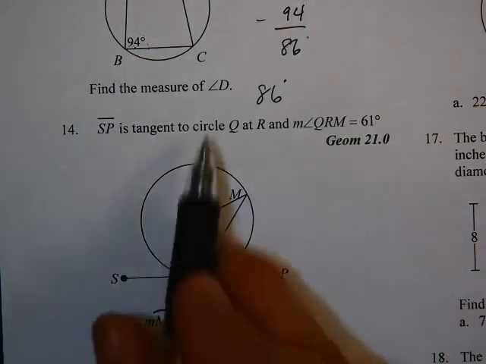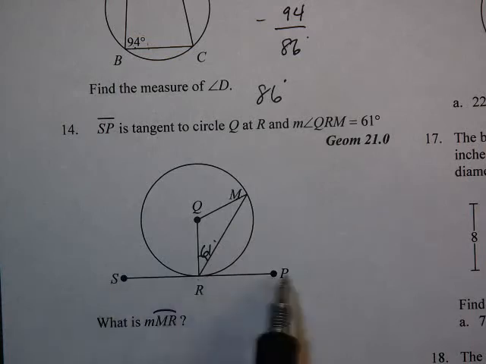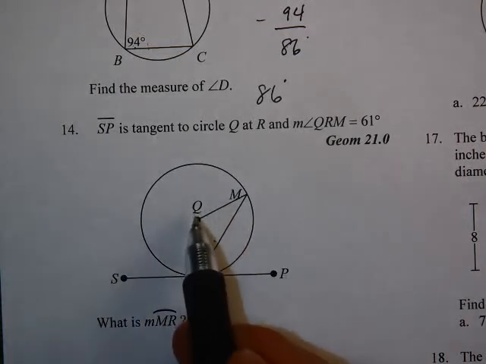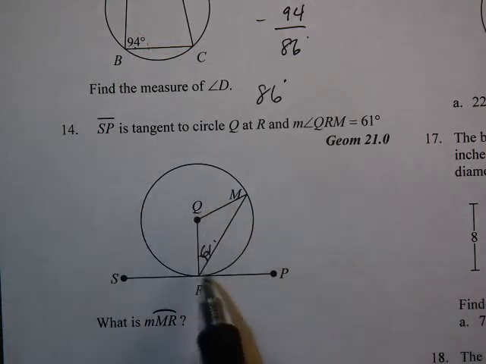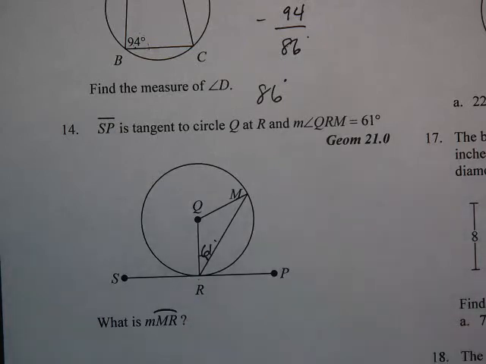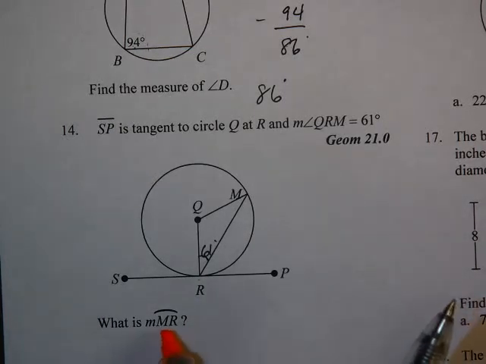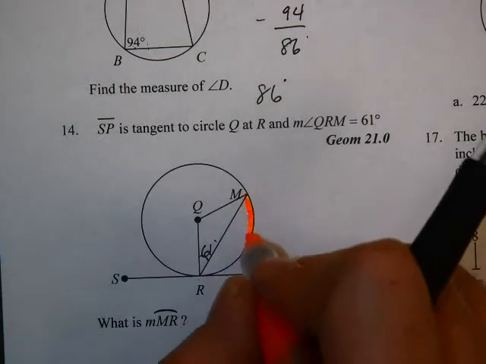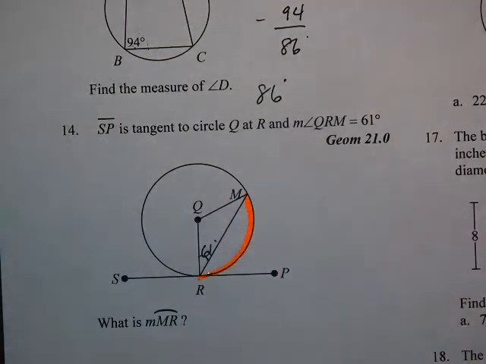Then they're saying again that line SP is tangent to this circle, which means that this would be a right angle. Now you actually don't need that fact to be able to solve this problem. If we look at what we're solving for, they're asking what is the measure of arc MR. That's this arc right here.